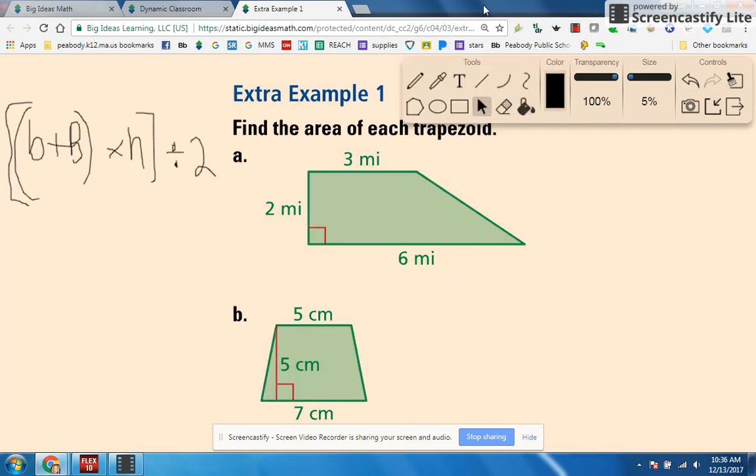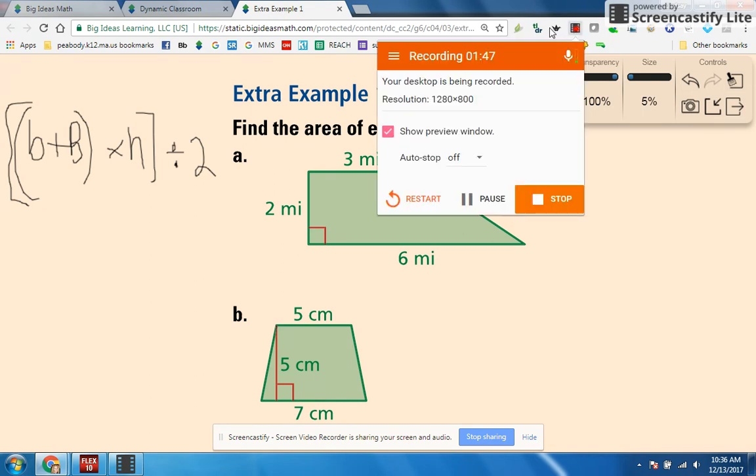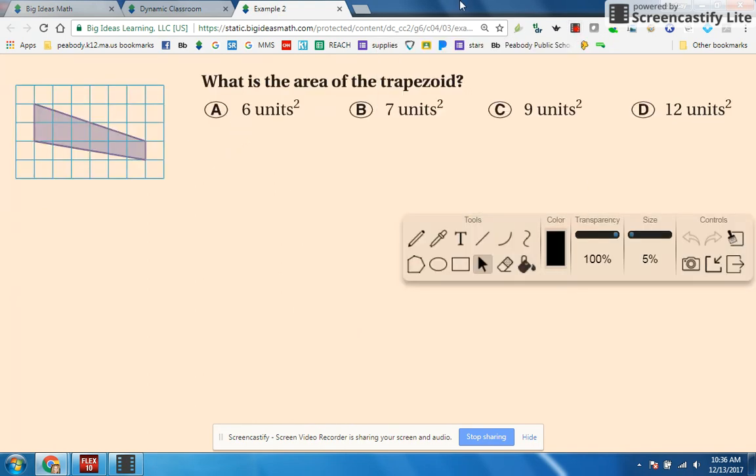Okay, so I'm going to have you try these 2. I wrote the formula on the side here. So little base plus big base. Remember, they have to be the 2 lines that are parallel to each other. So little base plus big base times the height. The height has to make a perpendicular or 90-degree angle. And then divide the whole answer by 2. So I'm going to have you try both of these problems. So pause and do both of them. Show all your work.